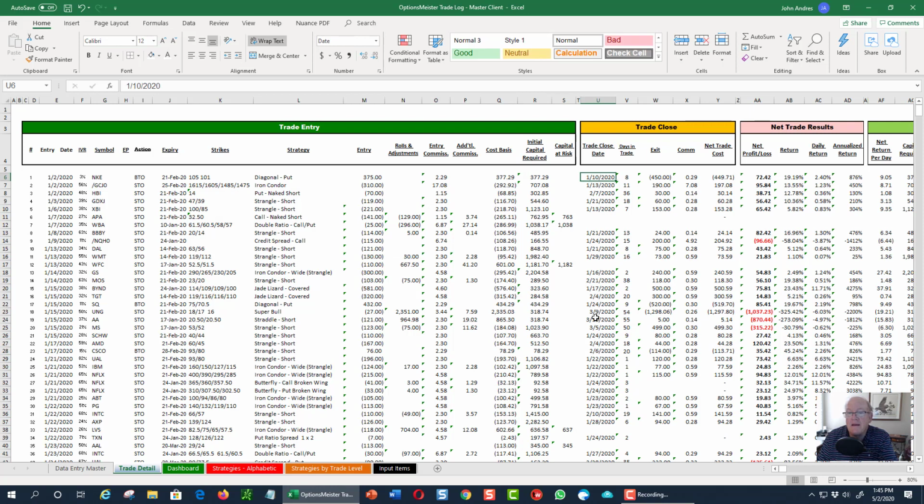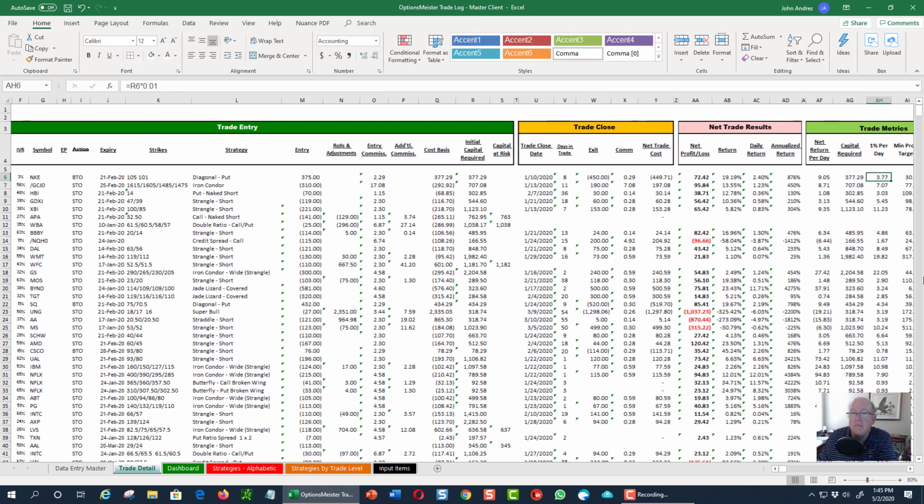And then over here, I enter the date that I exited the trade. It just subtracts the day I entered it from the day I exited, what I exited it for, what the commission was, and what the net trade cost was. And then that generates the net profit loss. It tells me what the return was, 19.19% on the initial capital that I put in, the 377.29. The daily return, because I was only in it for 8 days, was 2.4%. So it's got a pretty substantial annualized return.